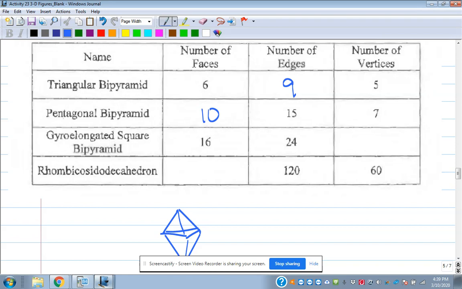Gyro elongated square bipyramid. All right. This is a crazy shape. Y'all know what a gyroscope is? Okay, so it's a square bipyramid. So gyro elongated. Gyroscope is something that spins around, and elongated just kind of stretches it out like that. That's a kaleidoscope that you're thinking about. Yeah, not the same thing.